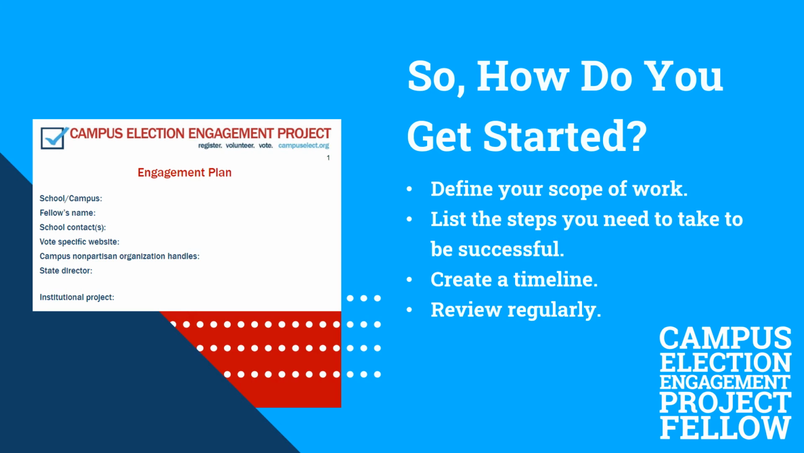Fellows will be provided with an engagement plan template to plan all their activities throughout the semester. The plan includes sections for each of the 4 or more activities you will be required to hold, as well as a section to plan your overall institutional project. You will be required to complete this engagement plan at the beginning of the semester, submit it to your state director, and use it throughout the semester to track your progress.